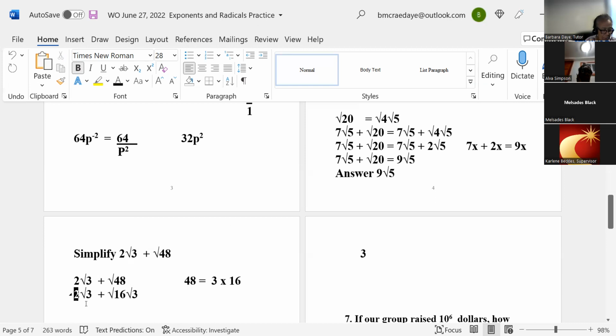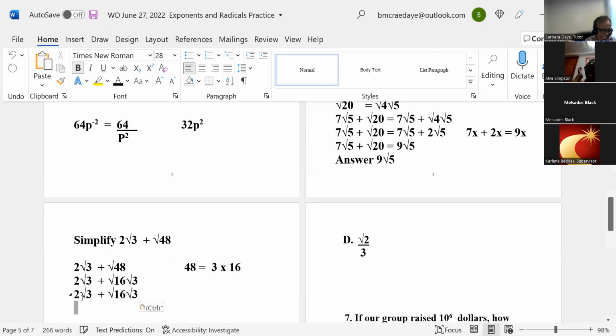What's the square root of 16? 8 times 8 is 64. Oh, Lord, 4. Thank you. So the square root of 16 is 4. So then we make that a 4. Now, what's the answer, Mercedes? What is that equal to? Add the coefficients.